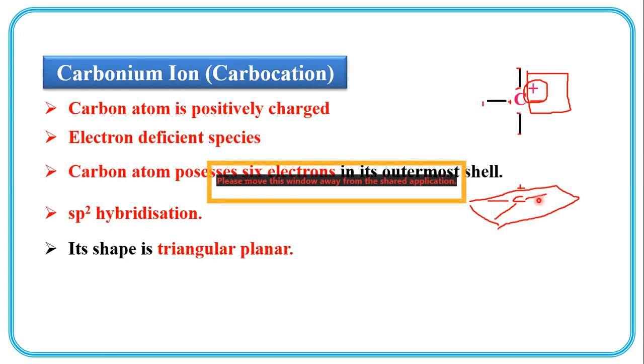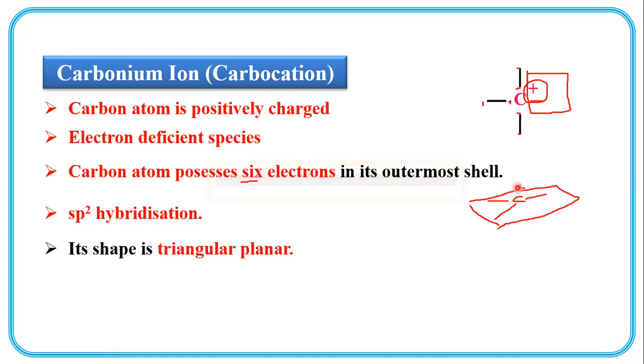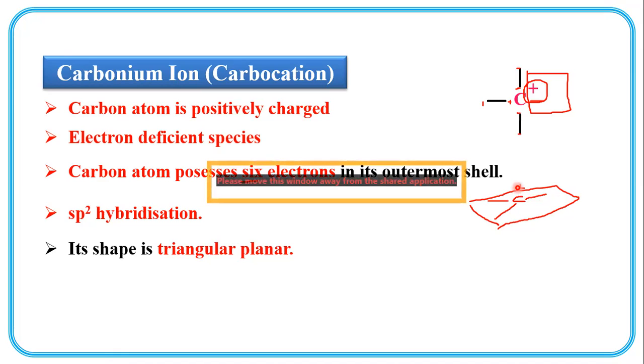Carbon, this one bond, second bond, third bond, these all three bonds are lying in single plane, and this carbon with positive charge. So it is positively charged carbon atom. It is sp2 hybridized carbon. It has total 6 electrons in its outermost shell. This carbocation has triangular planar geometry.